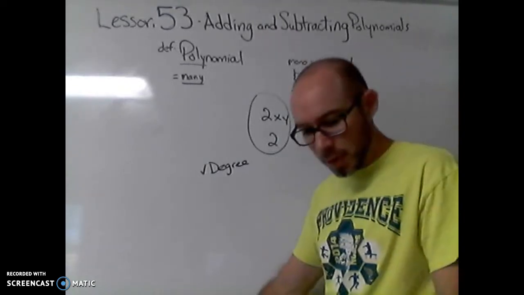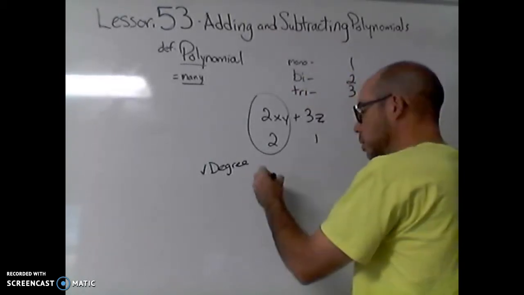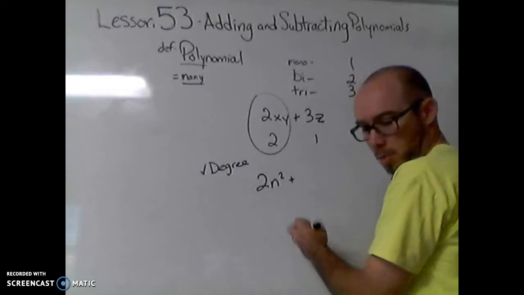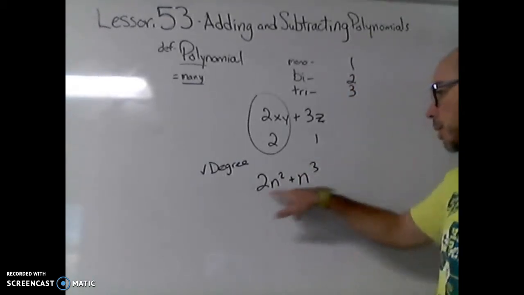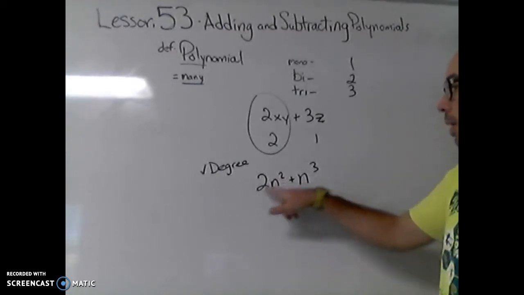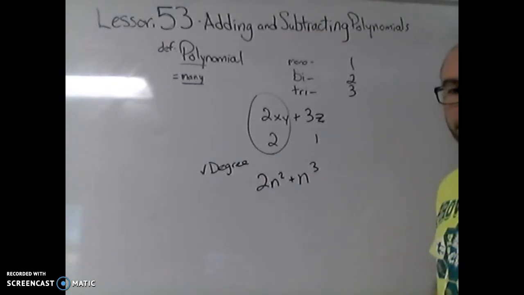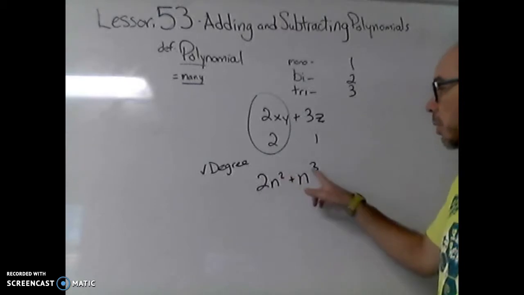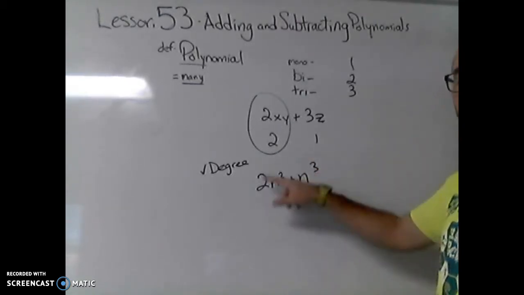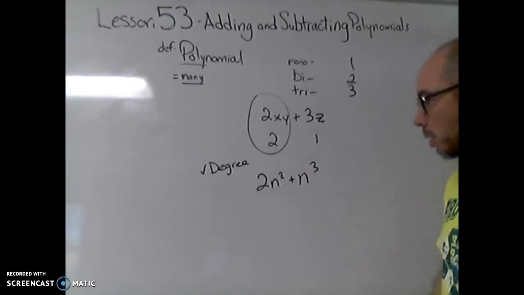Okay, that's the first thing. Or how about, here's another example, 2n squared plus n cubed. Okay, it's got 2 parts, so it's called a binomial. This is a big number, but that doesn't really matter. It doesn't matter what the coefficient is to say what its degree is. It's that exponent up there. And this one has the bigger exponent. And so actually this expression here would be considered a third degree polynomial.